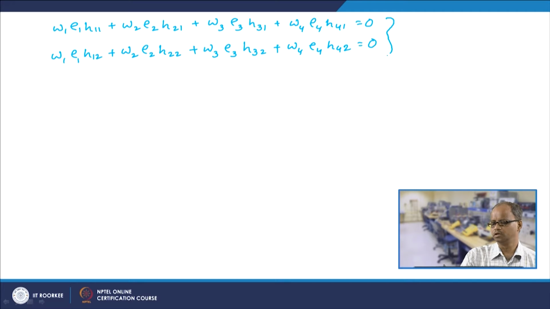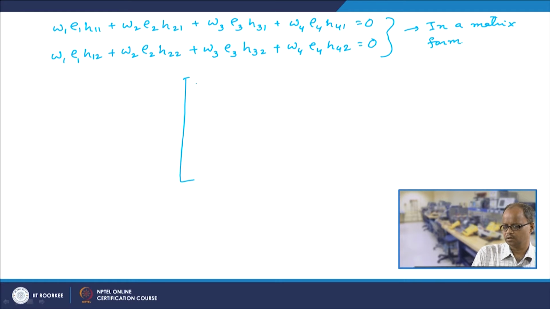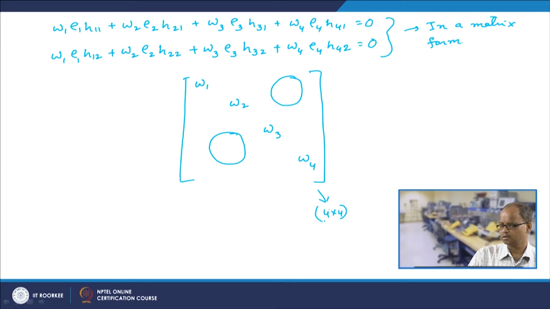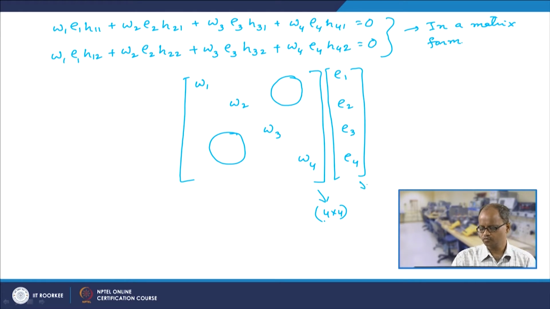Now, we need to put them in a matrix form. If I wish to put them in a matrix form, what do I get? First we write W1, W2, W3, W4. This is a diagonal matrix, the rest are all 0. So, this is a 4 cross 4 matrix. Then we have here E1, E2, E3, E4. This is also a 4 cross 1 matrix. Now if I multiply this, I would get W1 E1, W2 E2, W3 E3 and W4 E4. So, this is 4 cross 1.